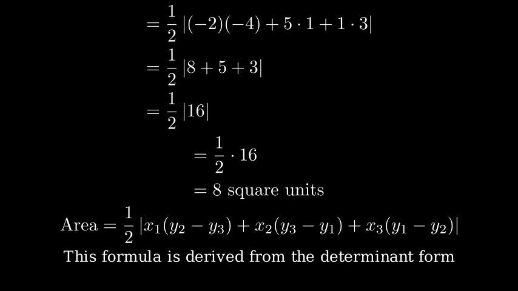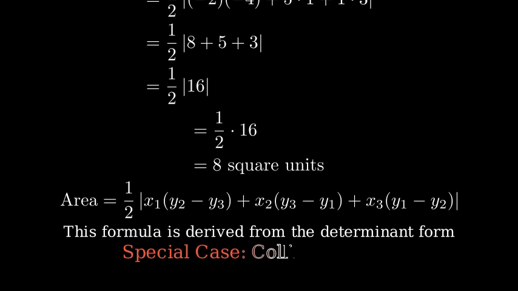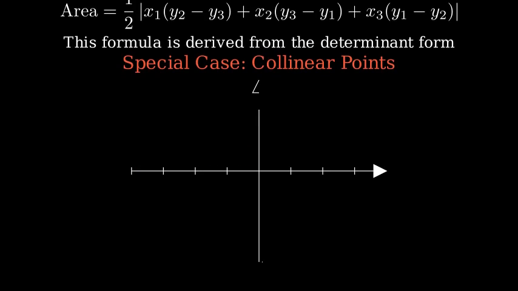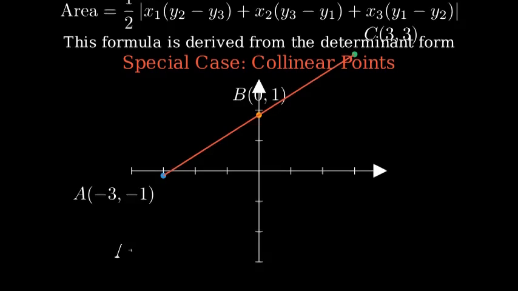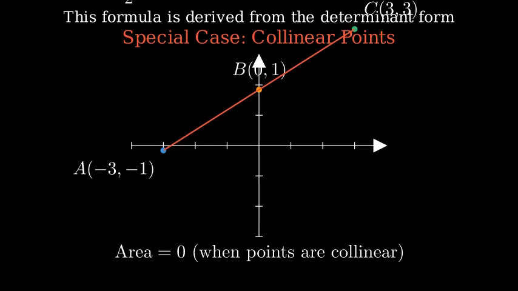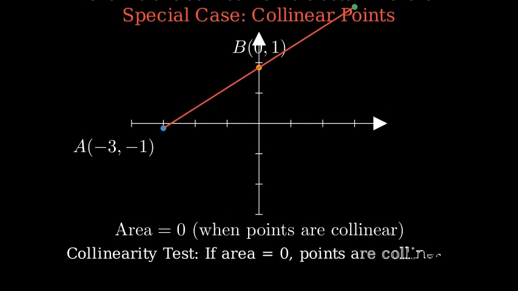Here's a special case to be aware of. If the 3 points are collinear, meaning they lie on the same straight line, then the area of the triangle will be 0. You can test for collinearity by computing the area. If the area is 0, the points are collinear.